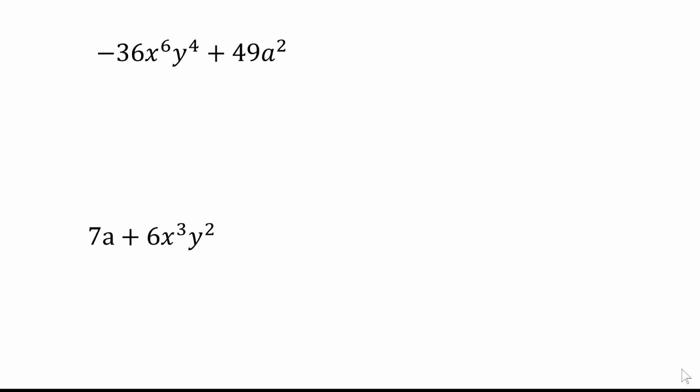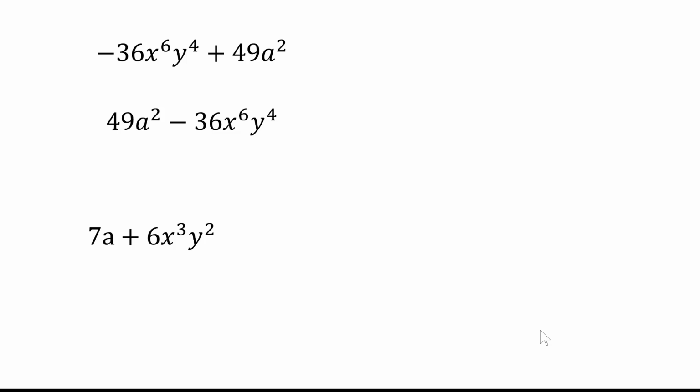So if you look at negative 36x to the 6th, y to the 4th, plus 49a squared, it's not a difference right now, it's addition. You want that sign in the middle to be minus. So you need to rearrange these so that it is going to be 49a squared minus 36x to the 6th, y to the 4th. All right, and now you want to write this as something squared minus something squared.